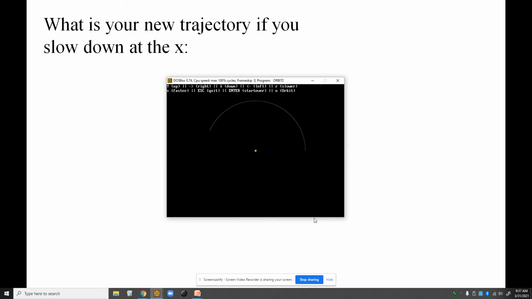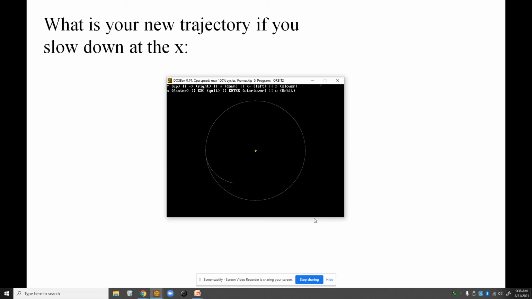So here it is, halfway. And then the next time it gets over on that left side, I'm going to hit the R key, which just slows down the velocity. It's the retro rockets. They're like 1950s rockets. Okay, are we ready?